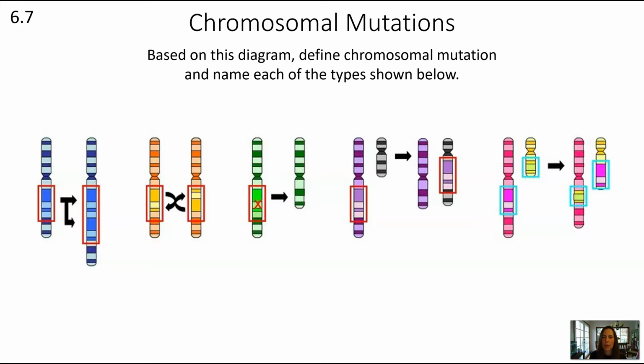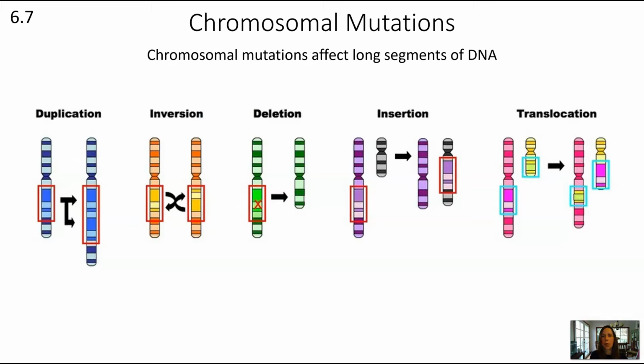All right, another type of mutation other than a point mutation is called a chromosomal mutation. Based on this diagram, see if you can define chromosomal mutation and name each of the types shown below. So a chromosomal mutation is something that affects a big chunk of DNA, a long segment of DNA, sometimes an entire chromosome. Different types include duplication, where you get a chunk duplicated, inversion, a chunk is flipped, deletion, a chunk disappears. Insertion, you can get a chunk of DNA moving from one chromosome over to a different one. And translocation is where it can flip back and forth.